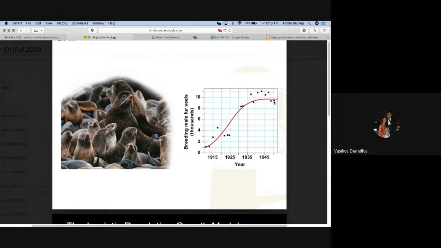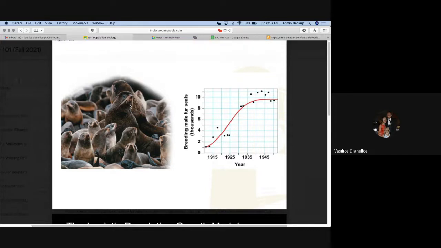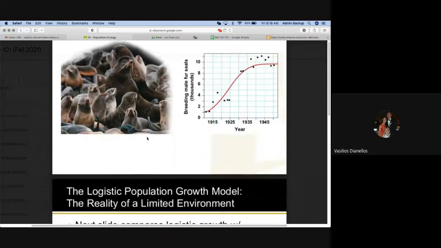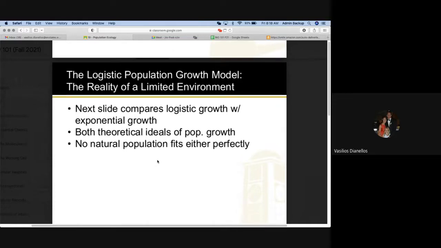There's a higher death rate. The birth rate goes down, not because they choose to, right? These seals, that guy right there is not saying, I'm going to have fewer kids. No, nature is imposing that in deadly ways. But anyway, we'll come back to that concept. The next slide I'm going to show you compares logistic growth with exponential growth.